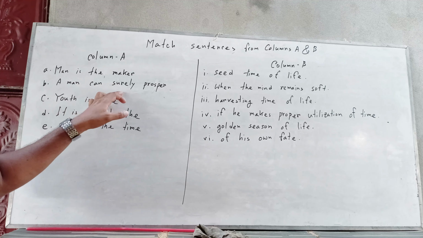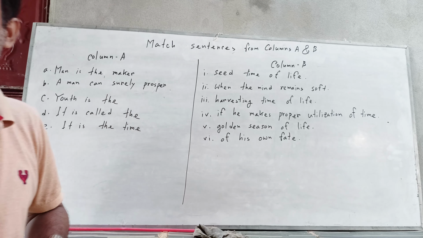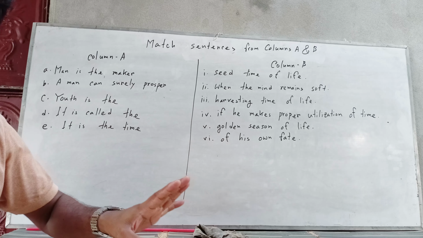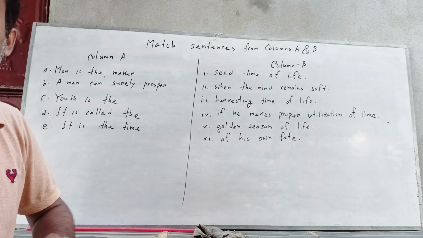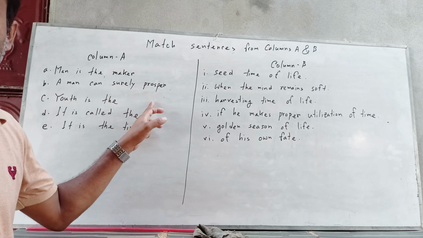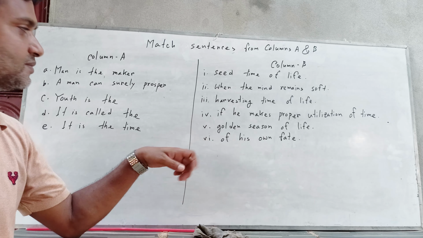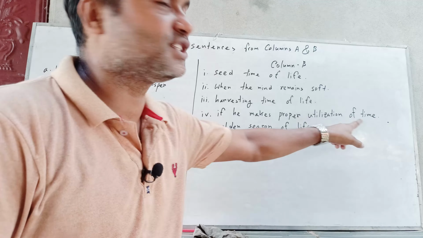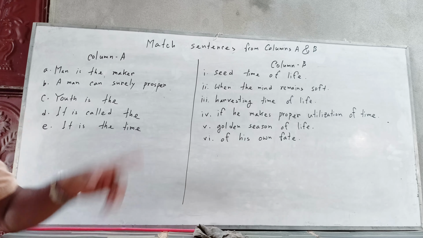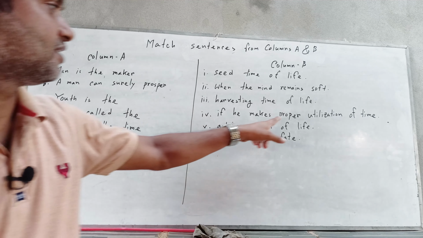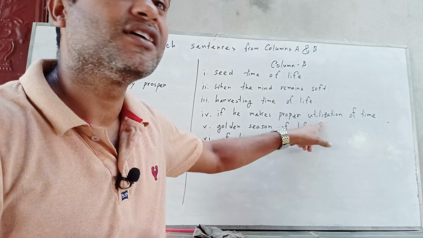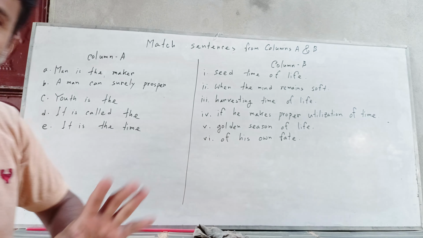A man can surely prosper. Surely, what's the meaning of surely? Certain. So certain and sure are the same. And prosper, develop. What's the meaning of develop? You're right. So a man can surely prosper. Next one: if he makes proper utilization of time. So what is the Bangla of this sentence? Right distribution, right use. Yes, you understand? So this one.